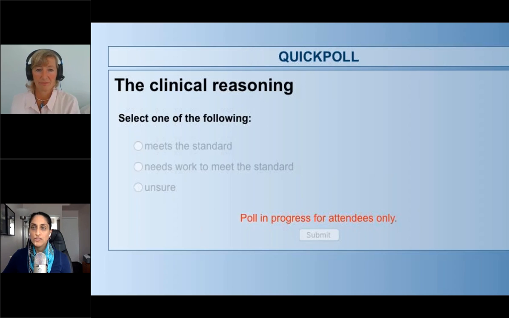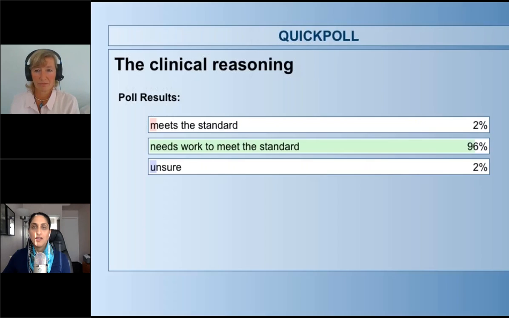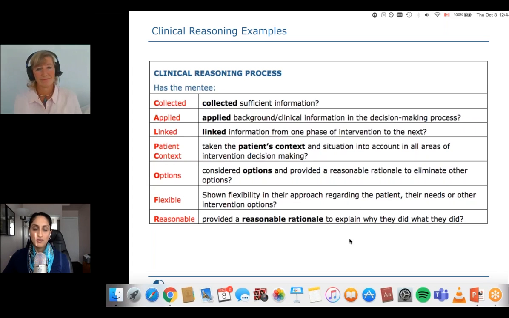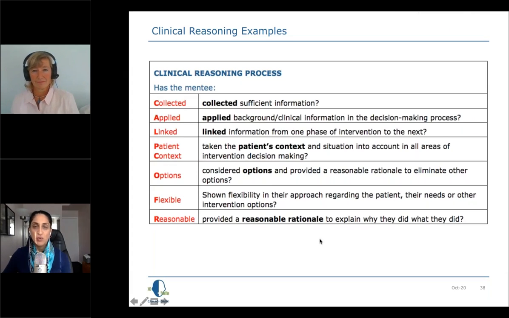Okay, so I'm going to close the poll and share the results. And most of you feel that that was clinical reasoning that needed work. And we would agree with that. Sarah, maybe if you wanted to just briefly comment on what was missing, some of the processes that were missing in that example.